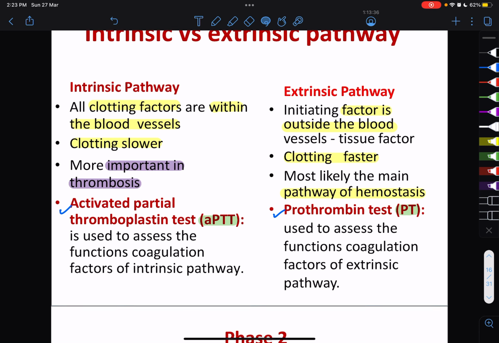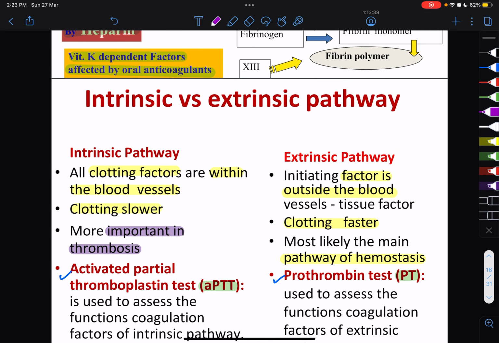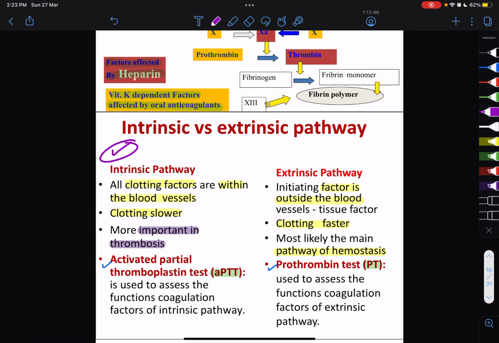Which factors are heparin sensitive factors? You must know that. Which factors are vitamin K dependent factors? You must know 1, 2, 3, 4. Tip of your tongue. You should be knowing all these factors.